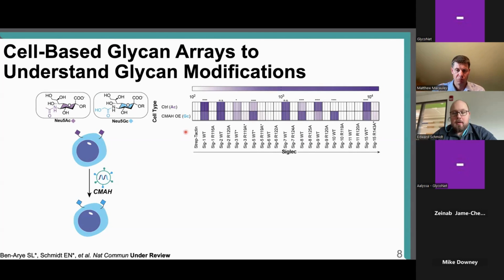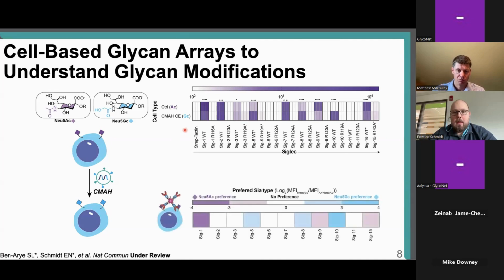In the top right here is some of the more raw data. To summarize it quicker, we look at the ratio between the binding to the Neu5Ac and the Neu5Gc cells. We can see that Siglec-1, 9, and 15 really prefer Neu5Ac glycans instead of Neu5Gc, whereas Siglec-10, 8, and 5 really prefer Neu5Gc rather than Neu5Ac. A few Siglecs like CD22, Siglec-3, 6, 7, and 11 didn't really have a preference.